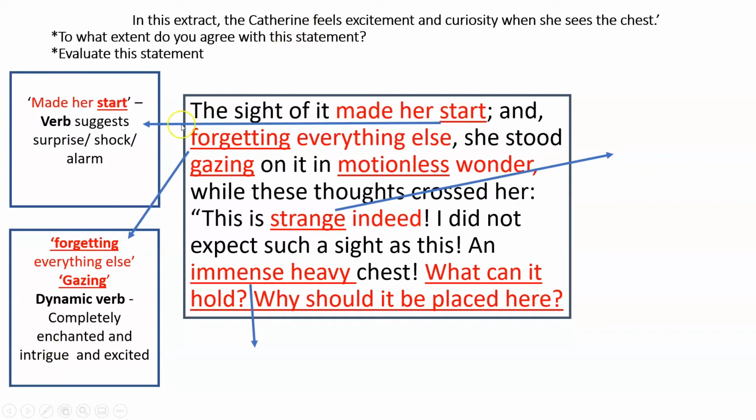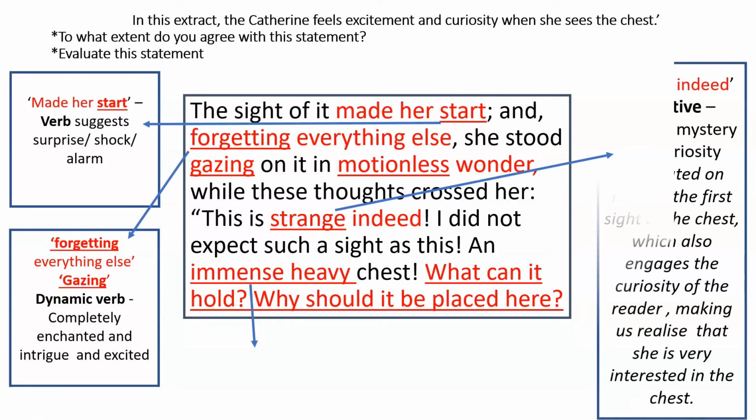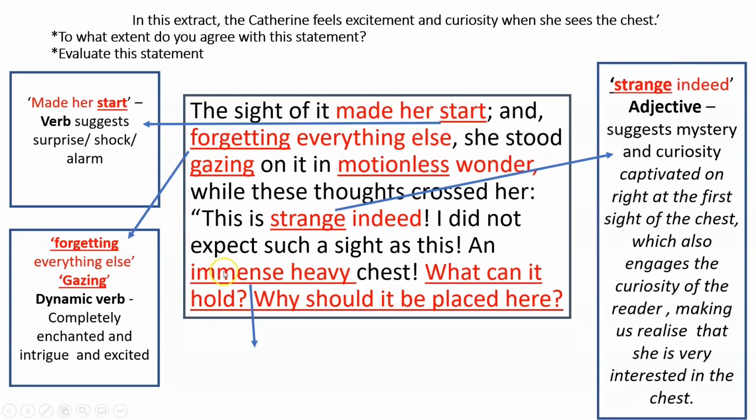So we're answering the question. We're saying, yes, the writer does, in fact, create curiosity and excitement. And the writer does this through the use of the dynamic verb, for example, in this text. Then I want you to have a look at these words: "This is strange indeed. I did not expect to see such a sight." So the word "strange," guys, as you know, is an adjective, suggesting some sort of mystery. Again, suggesting curiosity, suggesting something that is unusual, that engages her curiosity, right?